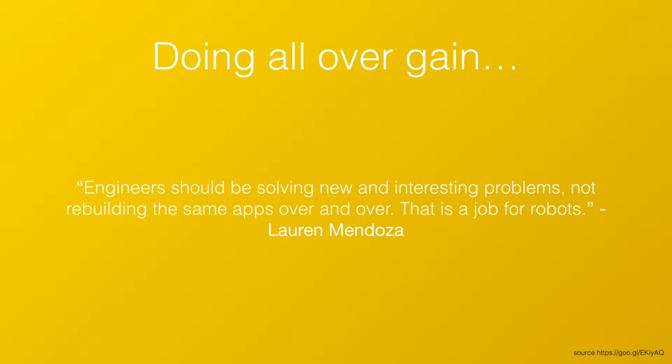I found this interesting sentence in a post on Medium. You can see it if you follow this link on the bottom right corner of the screen. The author says, engineers should be solving new and interesting problems, not rebuilding the same apps over and over. That is a job for robots.